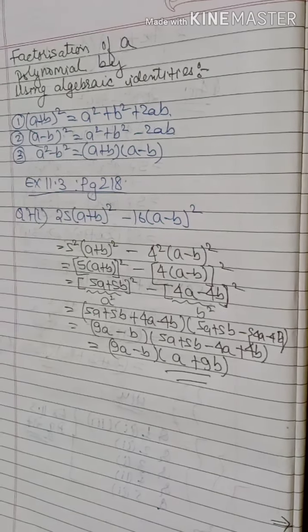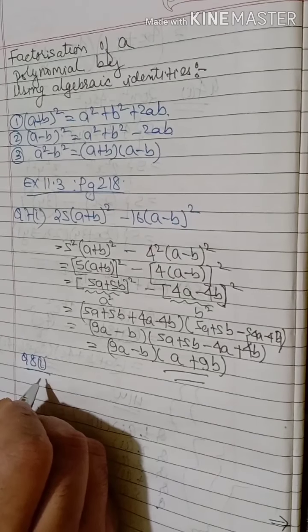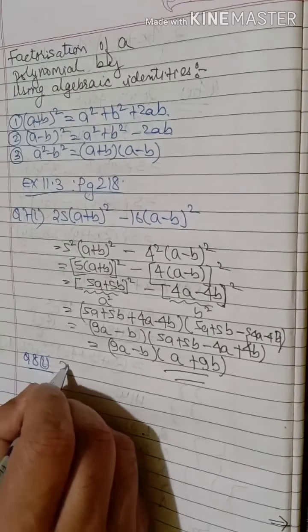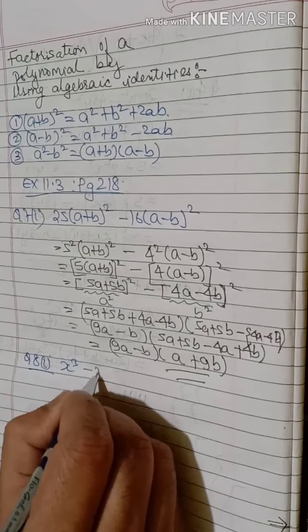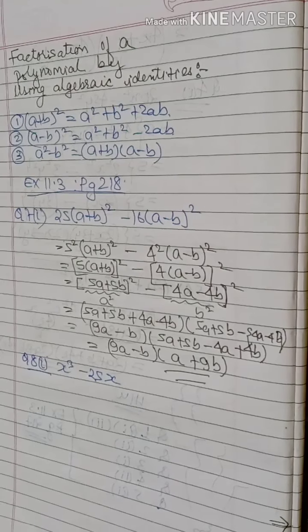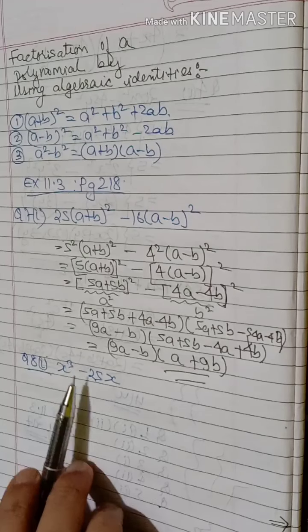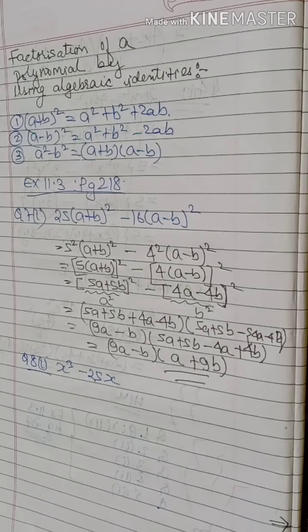Okay, so let's write down the question first. Question number 8 Roman 1, the question reads as x cube minus 25x. So we need to factorize this polynomial. If we observe, the first term is not a perfect square, neither is the second term. The first term is given as x cube. Okay, it's not a square, it is x cube.